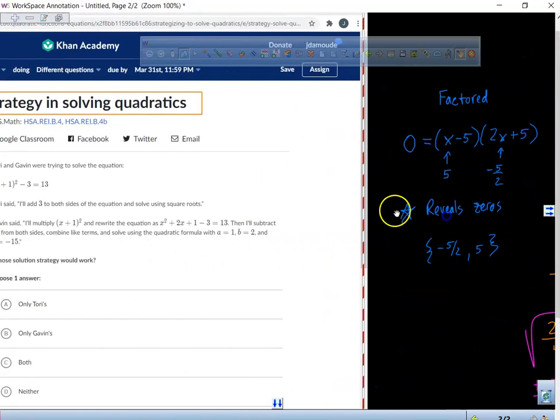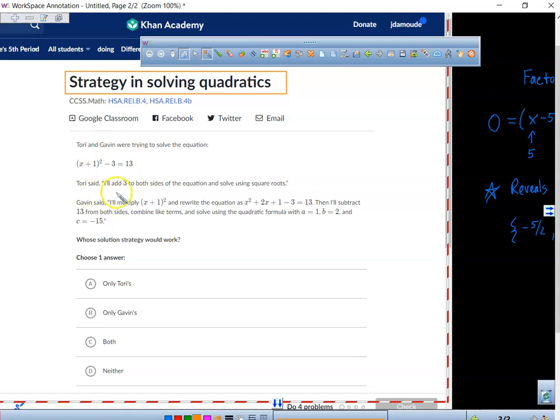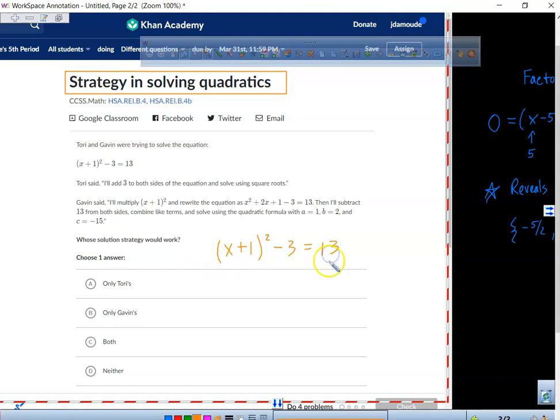So let's go take a look at people. We have Tori and Gavin. All right, Tori and Gavin. So all I want you to write down for this example problem is what we start with. We start with (x + 1)² − 3 = 13. So we start with that. I just want you to write that down. We're not going to write down all of this. We're just going to write down that right there.